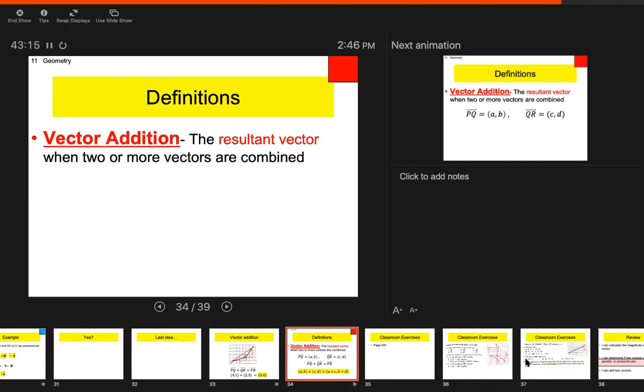All right, so vector addition, the resultant vector, that's what happens as a result of the other two vectors, is when two or more, and there can be lots of these, are combined. Two or more of the vectors are combined. It's harder to write the definition than it is to actually do the math.